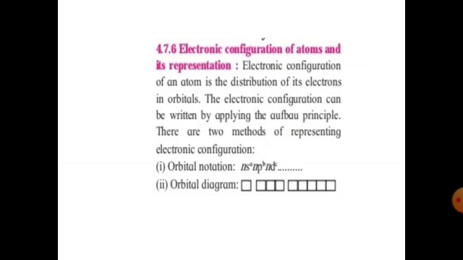Electronic configuration of atoms and its representation. Electronic configuration of an atom is the distribution of its electrons in orbitals. The electronic configuration can be written by applying the above principles. There are two methods of representing electronic configuration: orbital notation, nsa, npb and ndk, and orbital diagram. So first you have to write the orbital notation and then the orbital diagram.